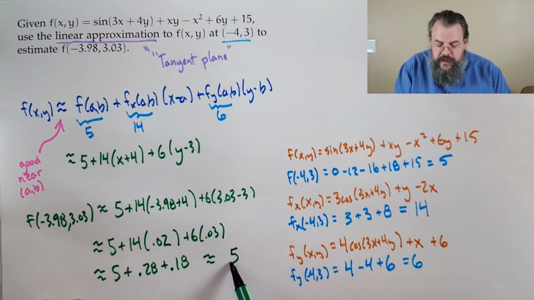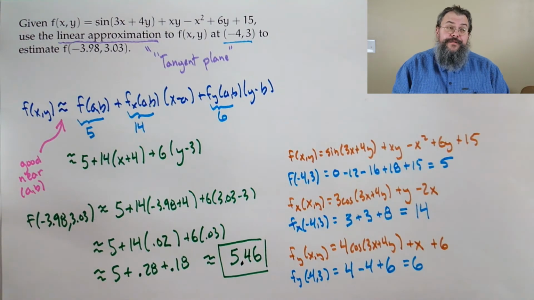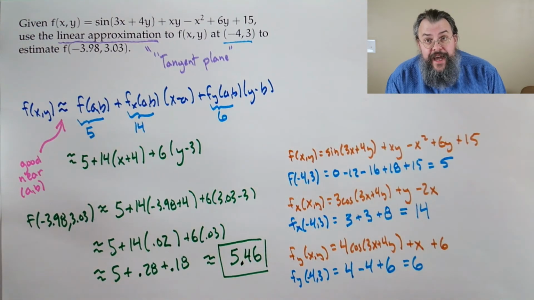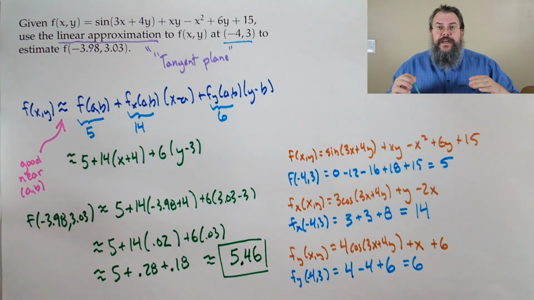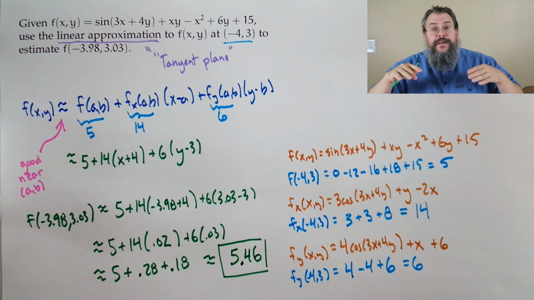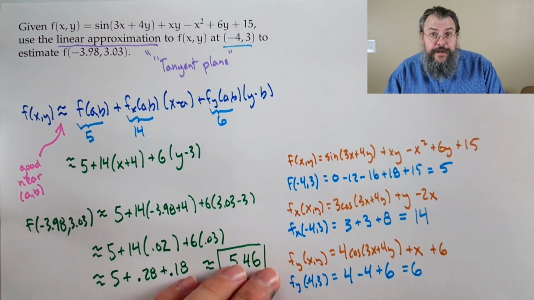So based on our tangent plane, our linear approximation, our function is approximately 5.46. It won't be exactly 5.46. There's definitely some error, but we weren't claiming it would be exact. We're just saying the tangent plane is a reasonable approximation to what's happening to the surface. All right, well, good. Let's try another problem.